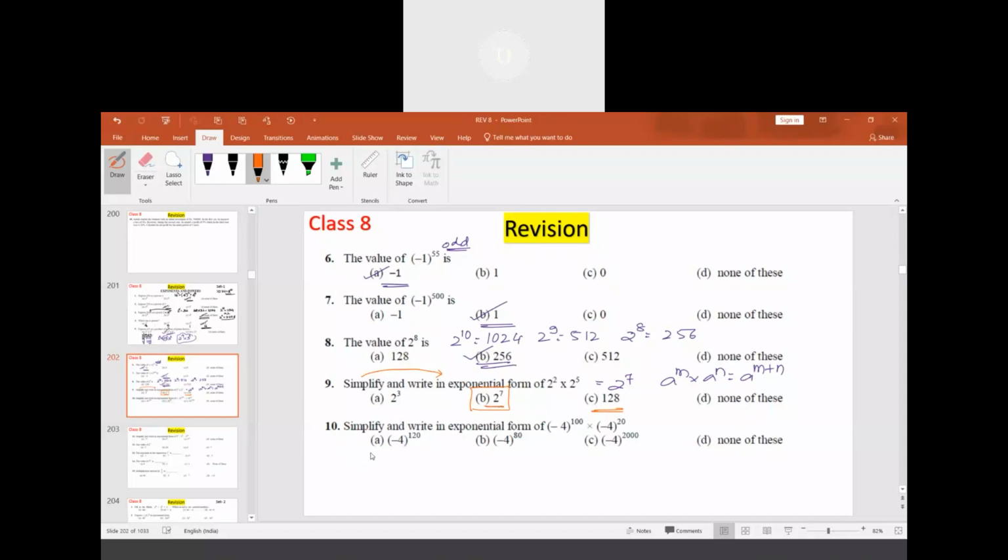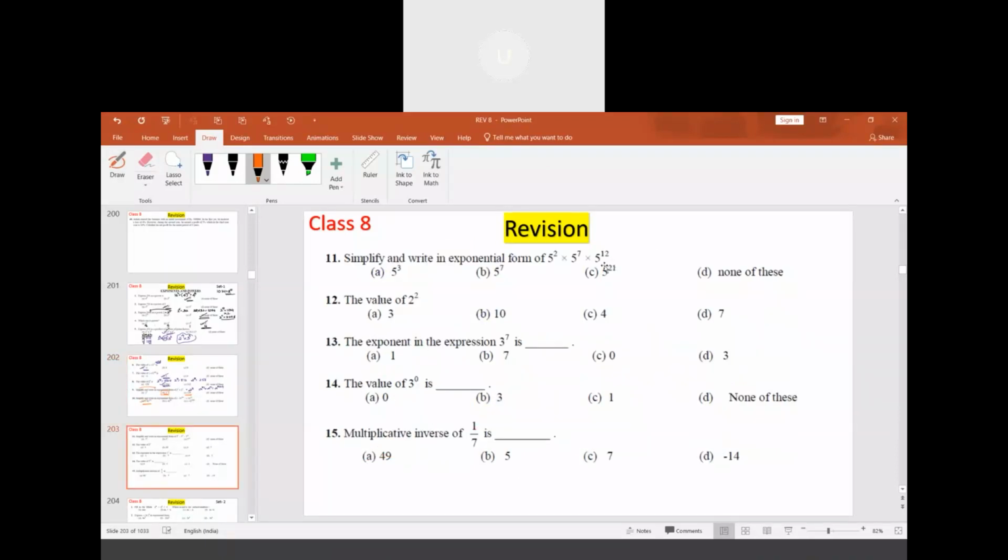Simplify and write in the exponential form. Option A, 4 to the power 20. You should not multiply the powers. We should add the powers.